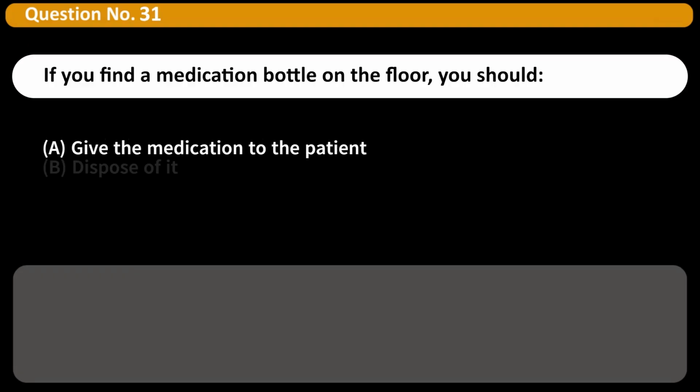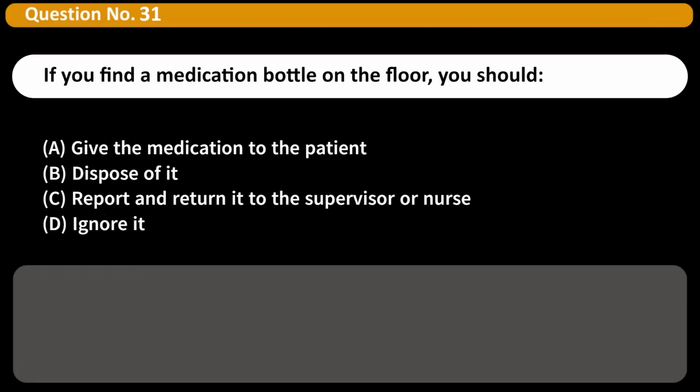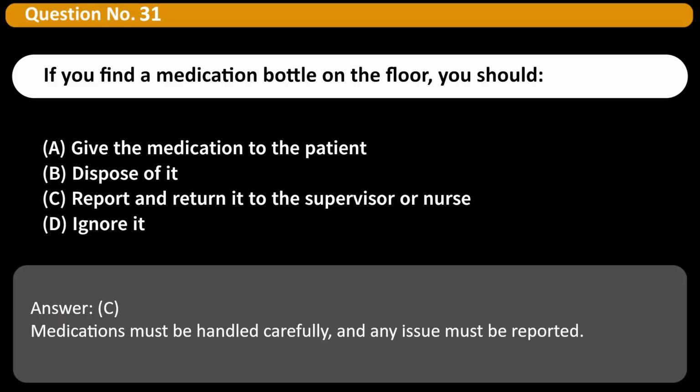If you find a medication bottle on the floor, you should: A. Give the medication to the patient. B. Dispose of it. C. Report and return it to the supervisor or nurse. D. Ignore it. Answer C. Medications must be handled carefully, and any issue must be reported.